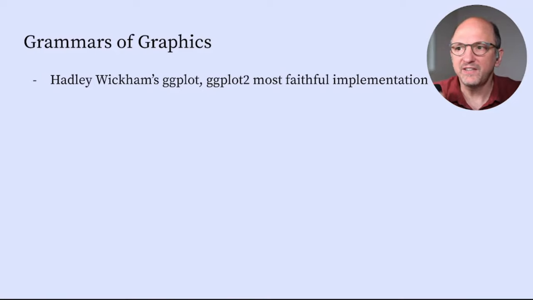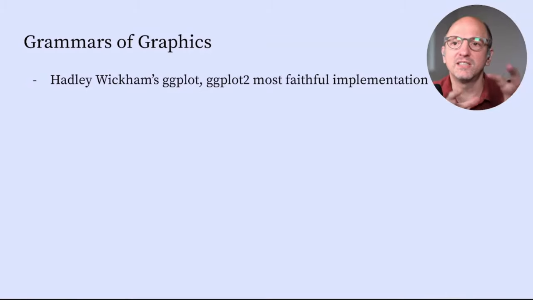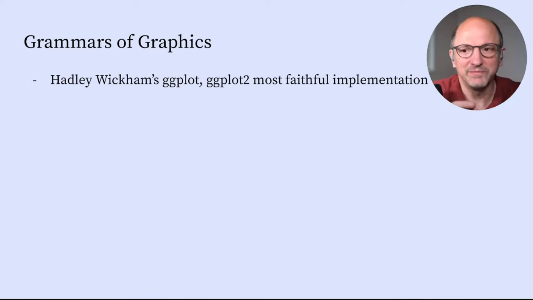The most faithful implementation was Hadley Wickham's PhD thesis, another very interesting one to read if anybody wants to, if you want to know about the grammar of graphics and read something that's much shorter, much more condensed, and actually implemented it, because Wilkinson did not implement the grammar of graphics as a system, but Hadley Wickham built ggplot and ggplot2 for R. So if you've used R, you probably have seen ggplot2, and gg in ggplot is grammar of graphics. That's where the gg comes from.